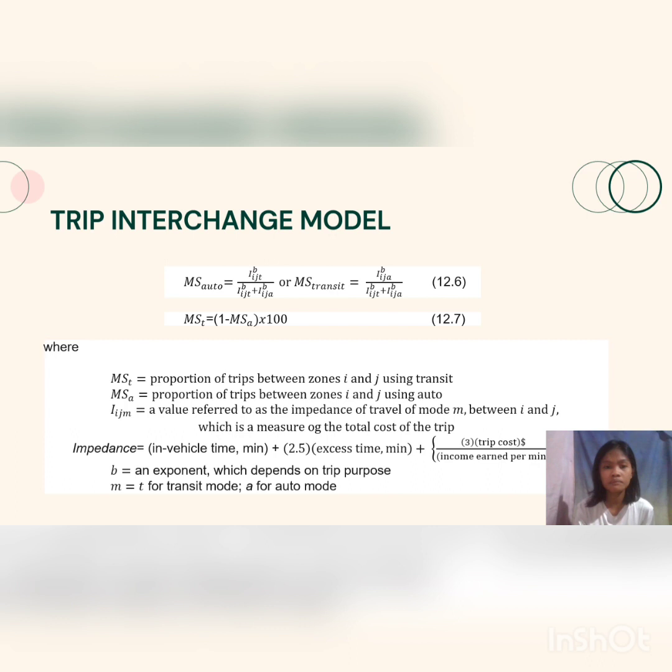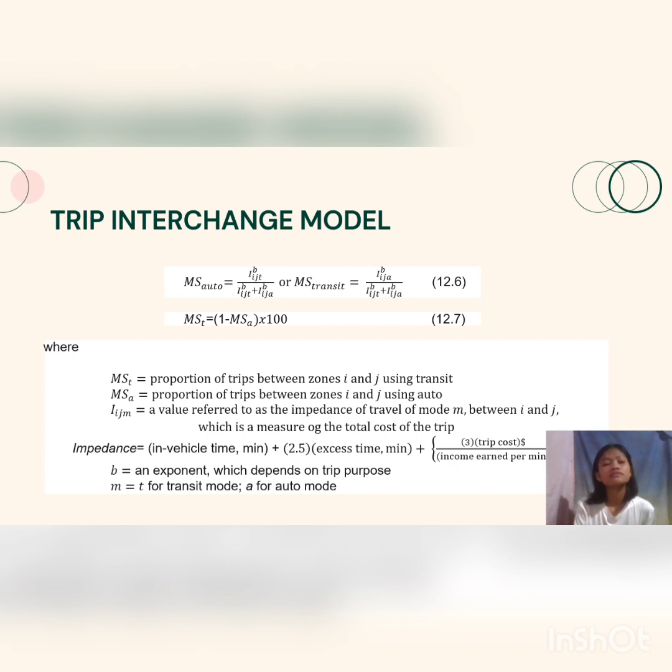So, here we have the equation for MS. MS means mode share. MS sub auto equals I exponent of B. B is an exponent which depends on trip purpose. I and J are the two zones, the trip is between two zones. T means transit. So MS sub T equals the proportion of trips between zones I and J using transit. MS sub A means the proportion of trips between zones I and J using auto.